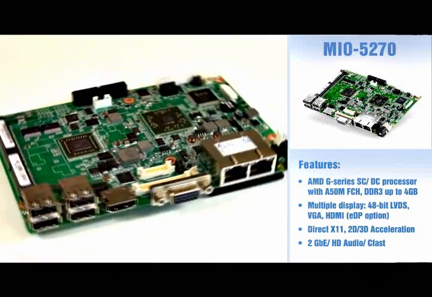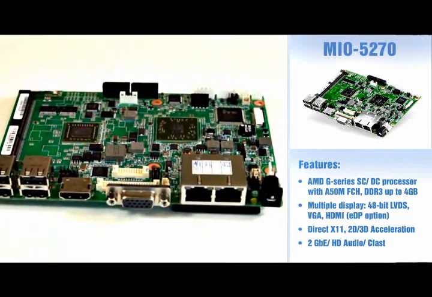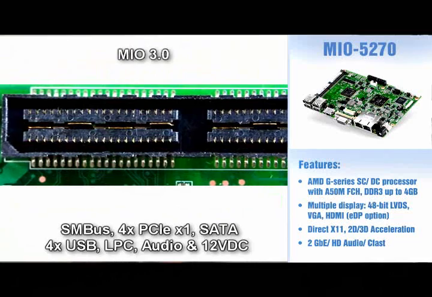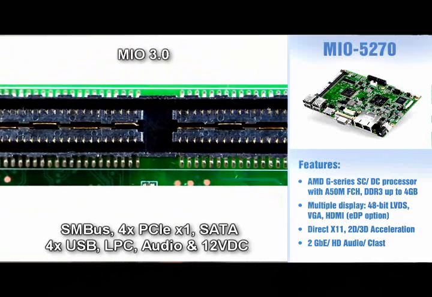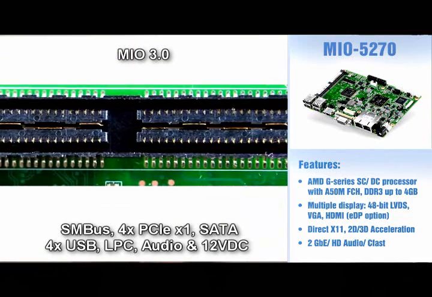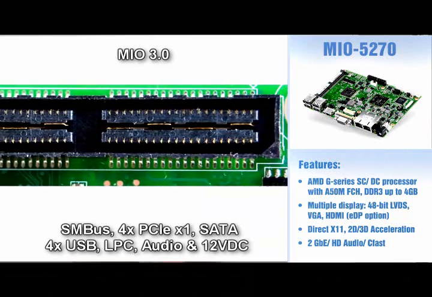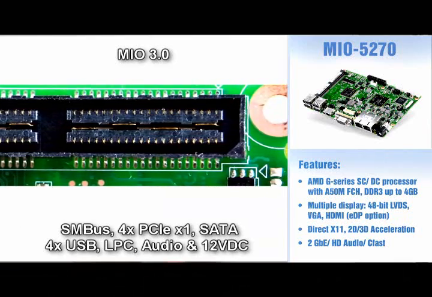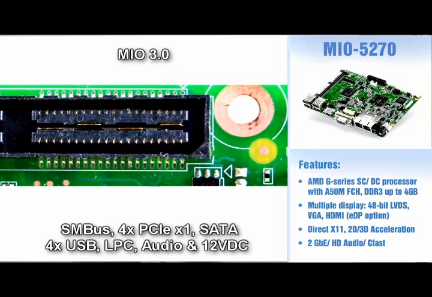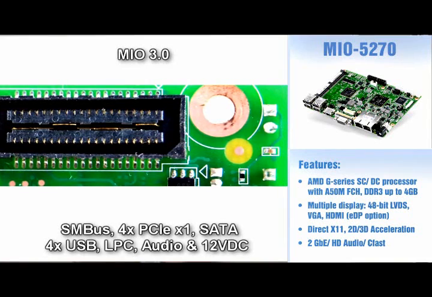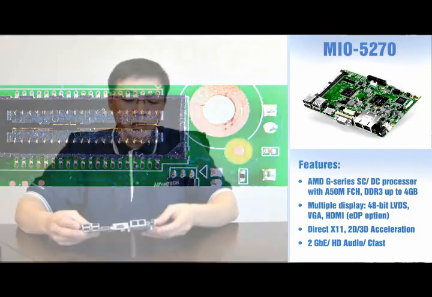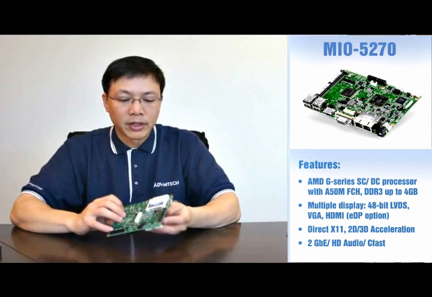The MIO-5270 comes with a new I/O expansion called the MIO 3.0, and it has signals which include SM bus, 4 PCI by 1, 1080A, 4 USB 2.0, low pin count bus, audio, and 12-volt power. With the MIO-5270, Advantech will offer an array of MIO 3.0 modules to accommodate your need for additional I/O other than the ones that are already offered on board.